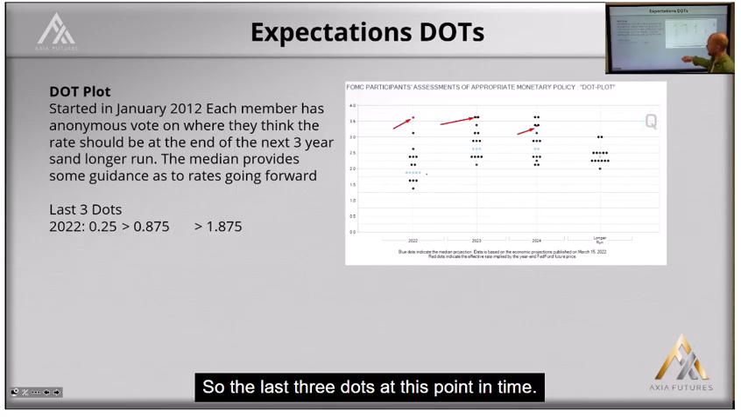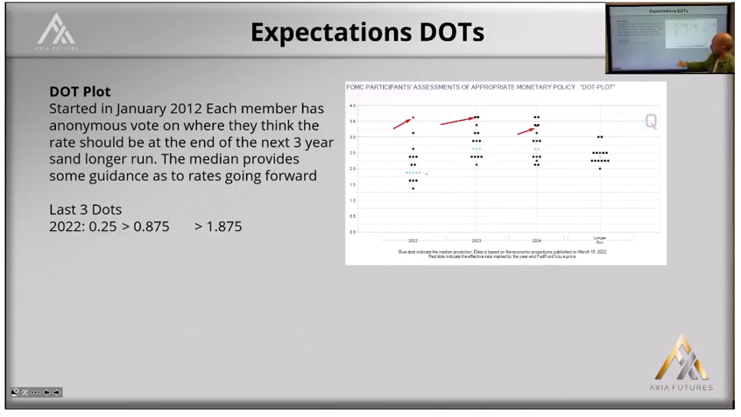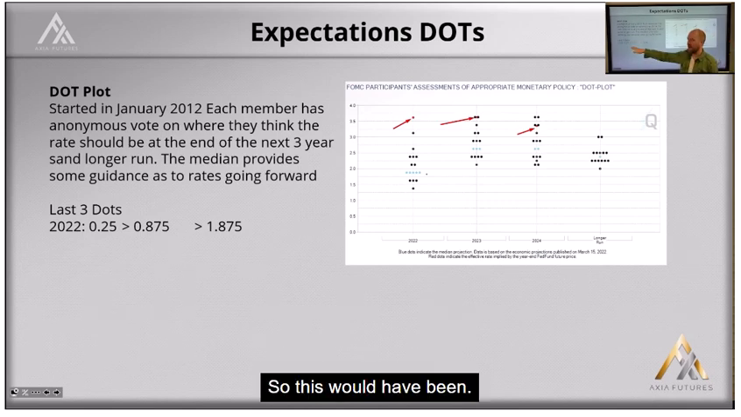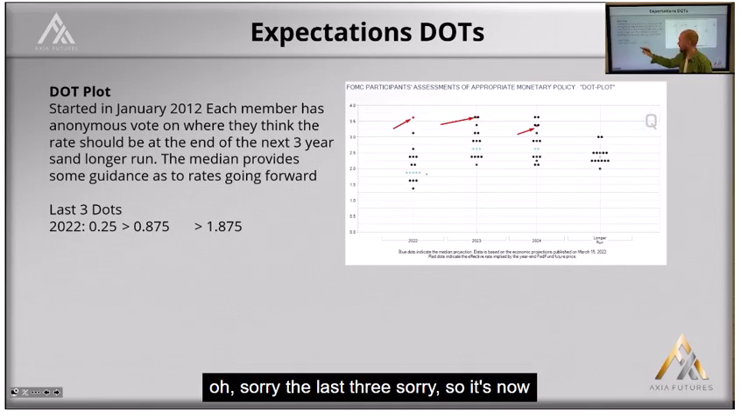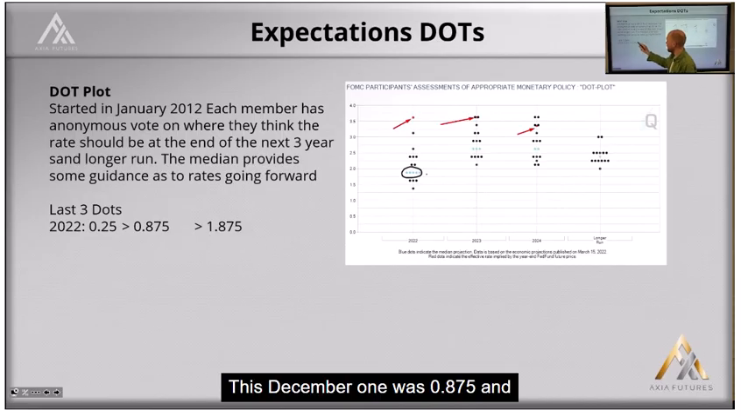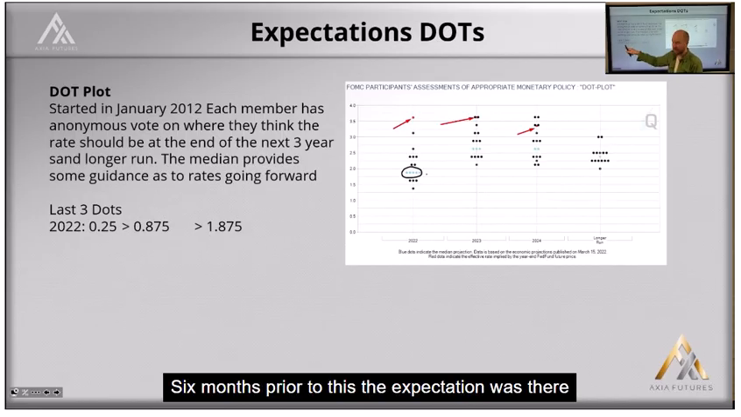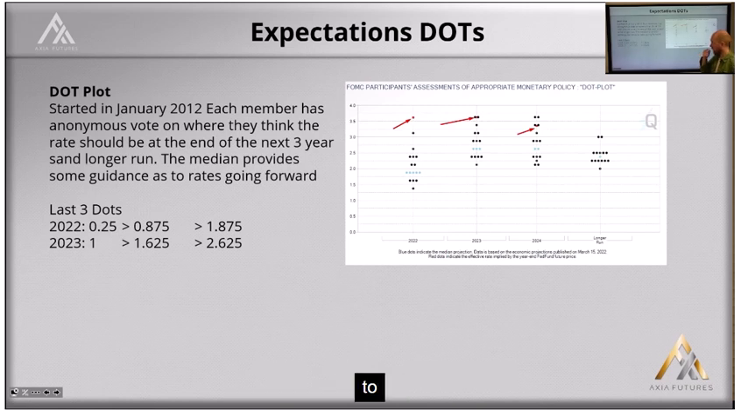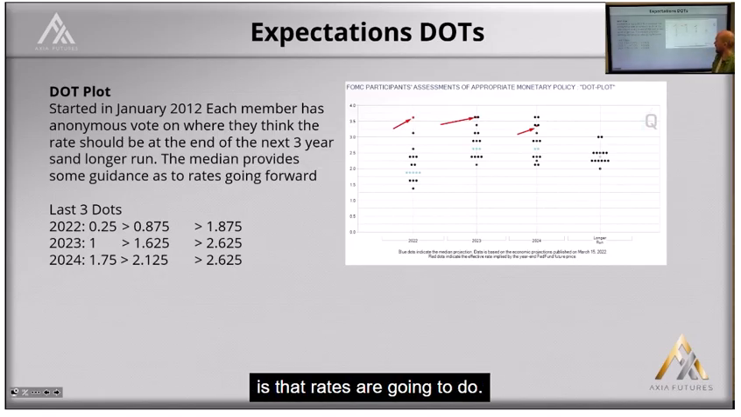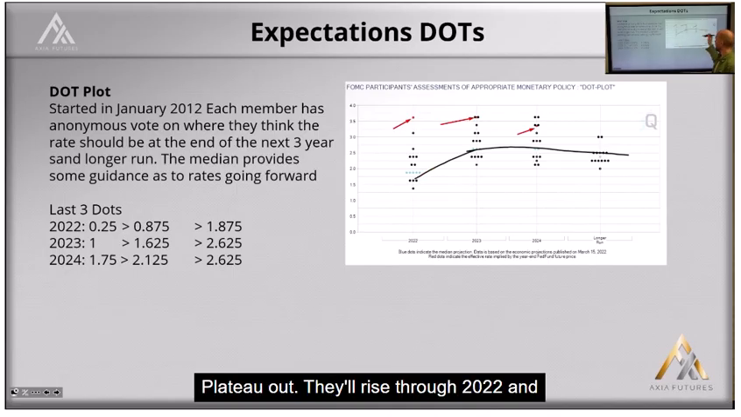So, the last 3 dots at this point in time. This was the last one. So this would have been June, so a year back. Expectation, 2022, the last 3, sorry. So it's now 1.875, which is here. This December one was 0.875, and the September one, so 6 months prior to this, the expectation was there will be no increase in rates for the entirety of 2022. 2023, this is now where you've got to. And 2024, the expectation is basically there will be no change in rates in 2024. So that's the implication. So what this is basically saying to you is that rates are going to plateau out. They'll rise through 2022 and then they'll stop.